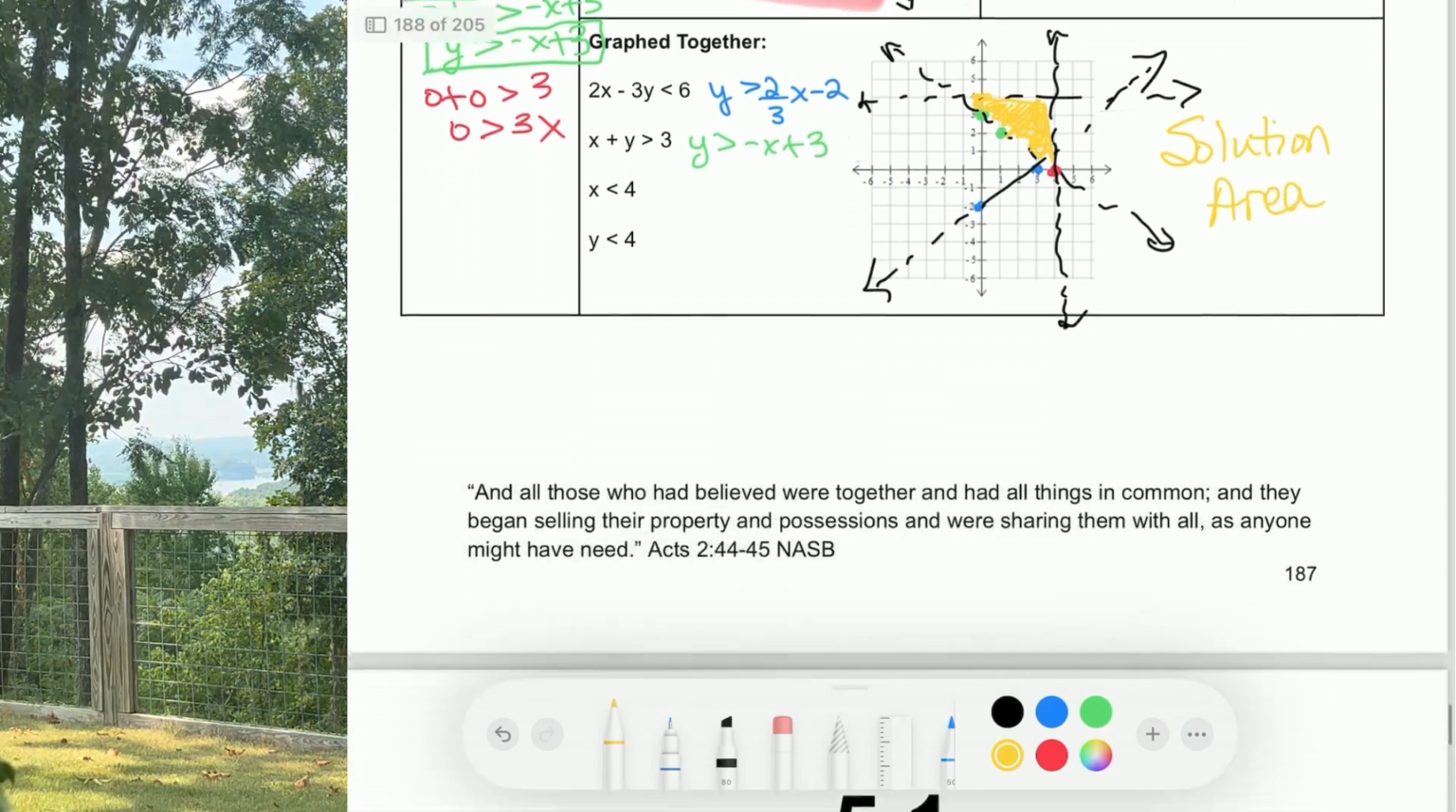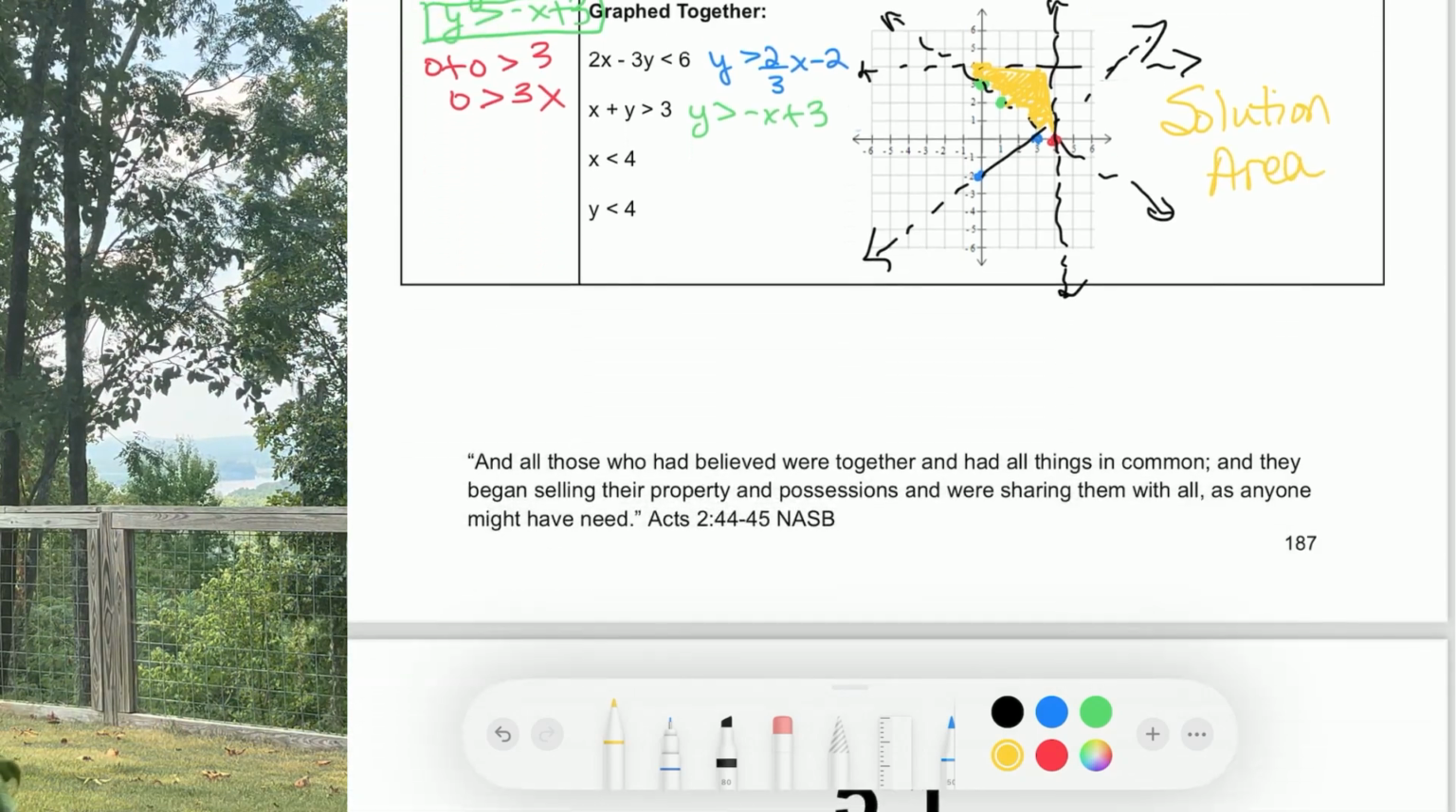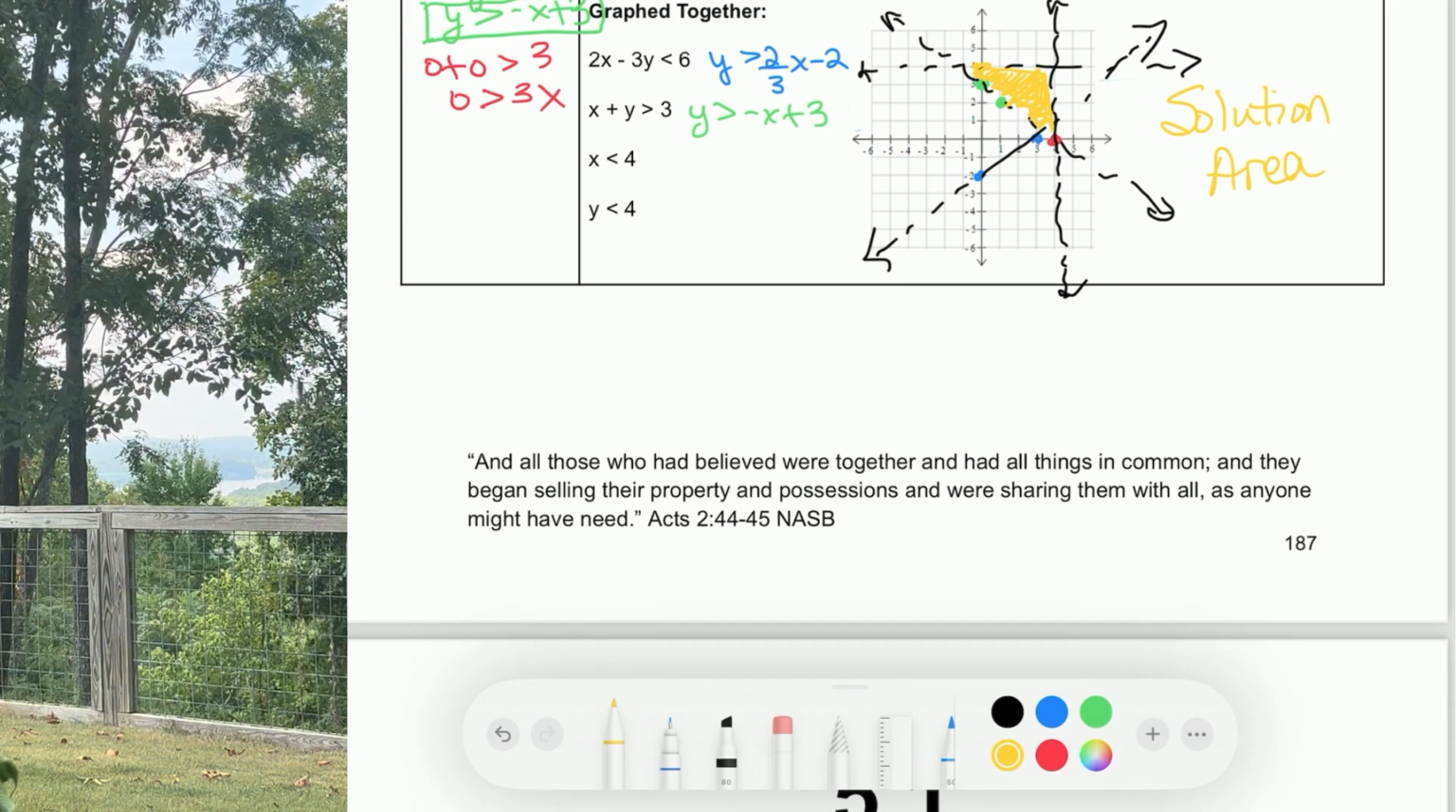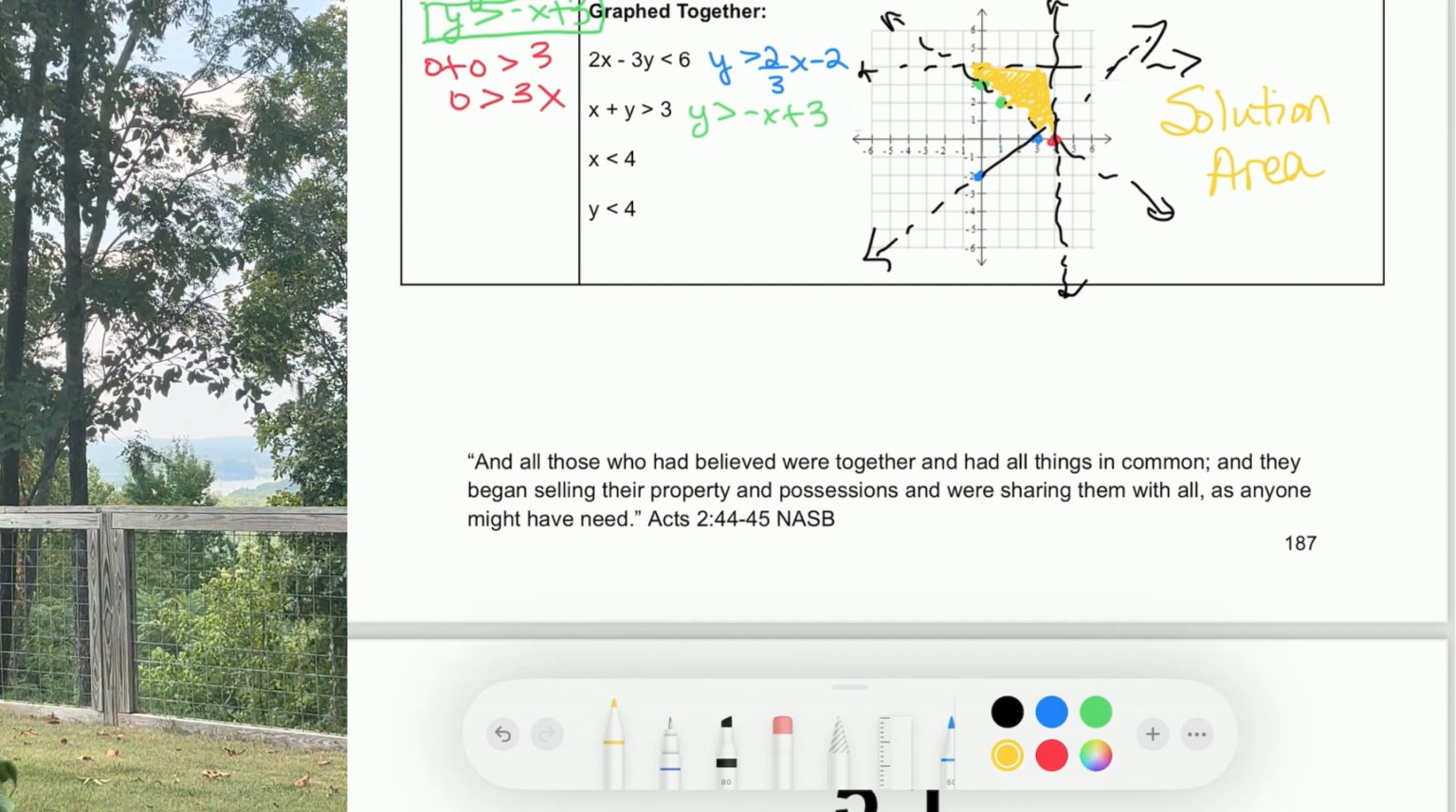All right, let's look at our Bible verse. And all those who had believed were together and had all things in common. And they began selling their property and possessions and were sharing them with all, as anyone might have need.